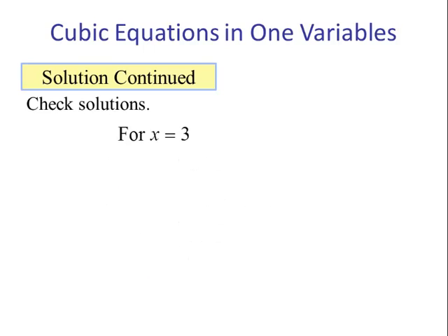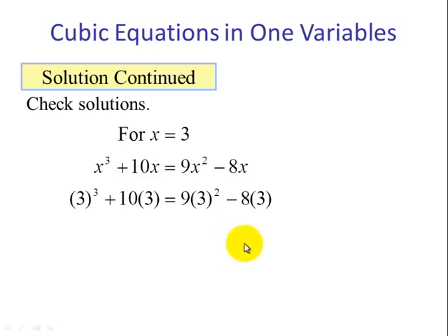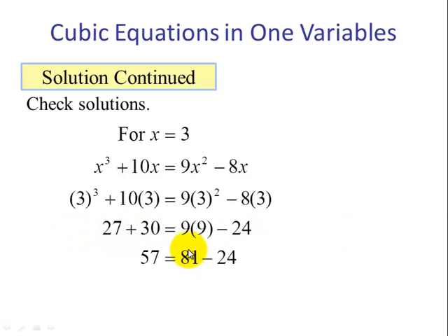For x equals 3, we do the same thing. We cube first and square. That gives us 27 plus 30 equals 9 times 3 squared, which is 9, minus 24. This quantity becomes 57, and if I take 9 times 9, 81, and minus 24, I get 57. So the left hand side equals the right hand side.